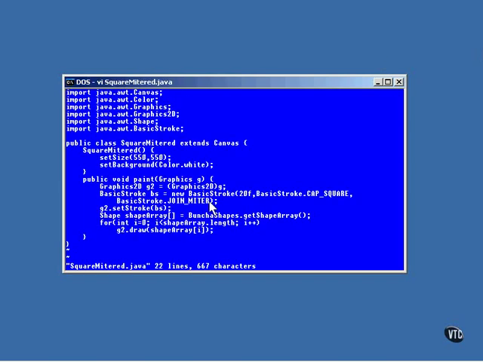Now, just as we did in the previous example, this line style is determined by the settings in a basic stroke object. In this example, the width of the line is set to 20 pixels. The end caps are set to square. The lines are squared off on the end by being extended half the distance of the width of the line.